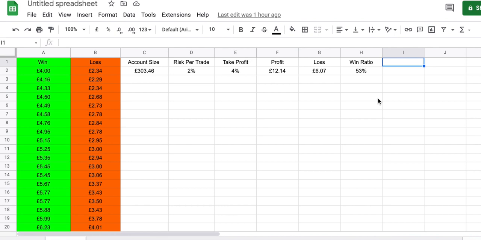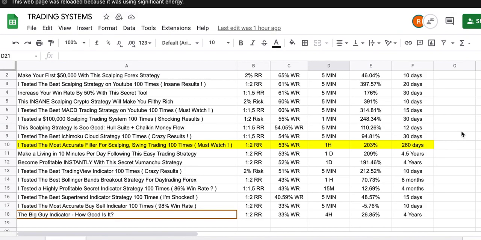Now let's compare our system to some other systems we've already got on our channel. So we see in terms of win rate, this system is sitting on a 9th place. And in terms of account growth, this system has shown some really good numbers as well. So you should definitely consider backtesting it and forward testing it on different markets as well to see how well it performs. Okay, that's it for this video.